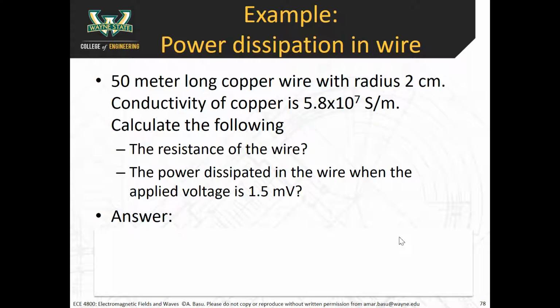Is the area of the wire 4 pi? I'm sorry, what's the area of the wire? Radius is 2 centimeters. Yeah, area is pi r squared, sorry. Your radius is 2 centimeters.